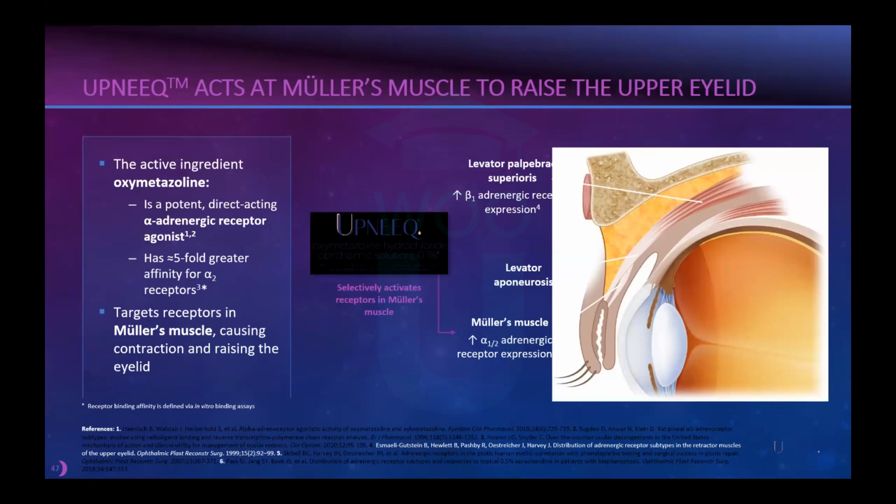But now this is something kind of fascinating and so much fun: we have an eye drop for ptosis. It's oxymetazoline hydrochloride 0.1%, otherwise known as UPNEEQ, which actually works on Mueller's muscle to lift up the upper eyelid. So it's an alpha adrenergic receptor agonist. And when I tell my patients about this, they say, it's an eye drop? And I say, yes, it's magical. And they laugh.